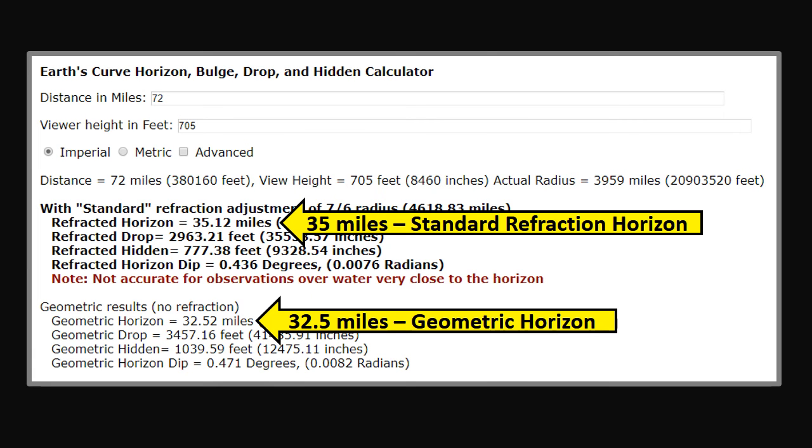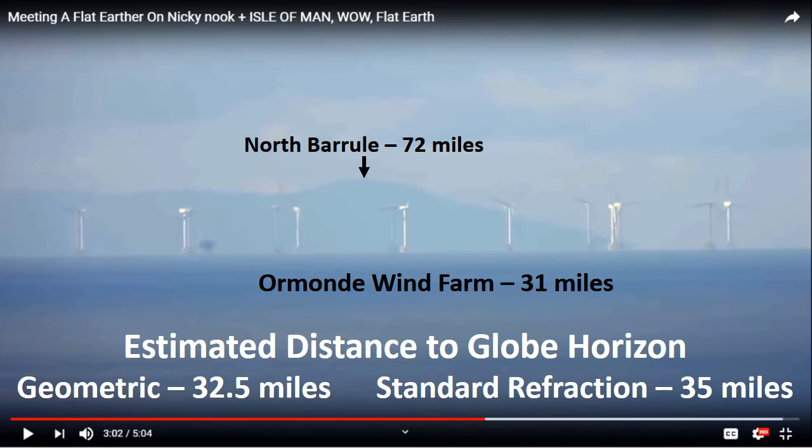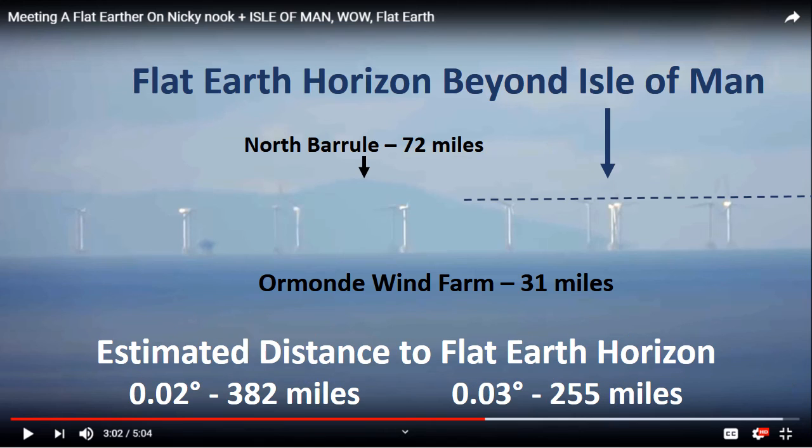So let's take a look at the globe model. I plugged in a distance of 72 miles, a viewer height of 705 feet, the refracted horizon 35 miles, the geometric horizon 32.5 miles. Well, again, the globe model is the clear winner here. Now, if the Earth was flat, that horizon should be well beyond the Isle of Man.